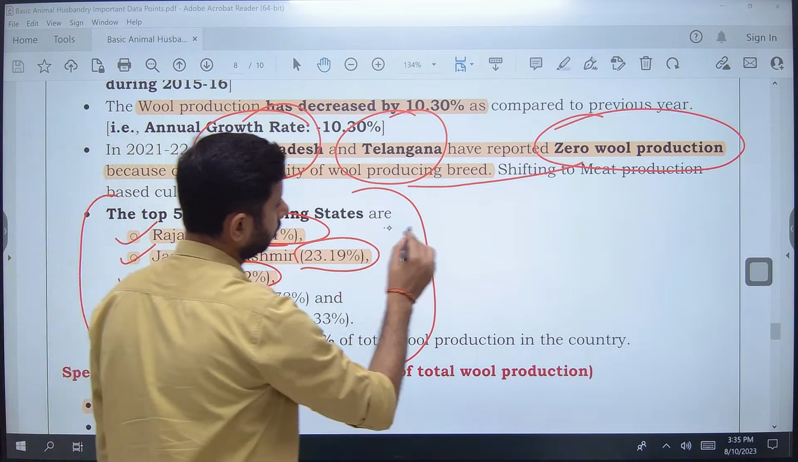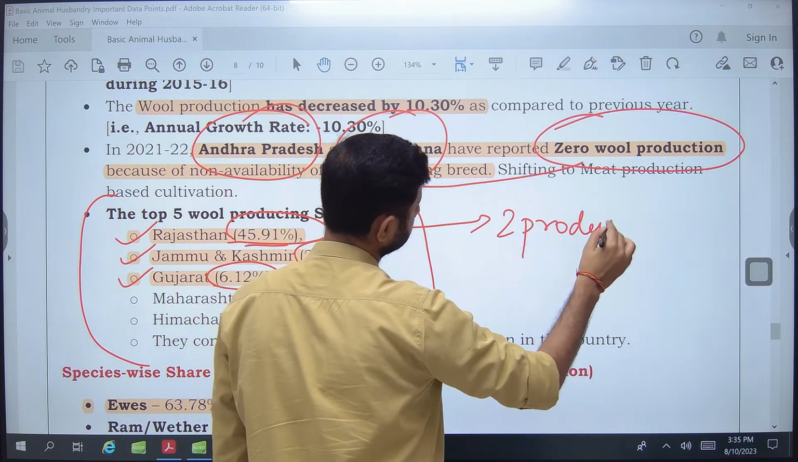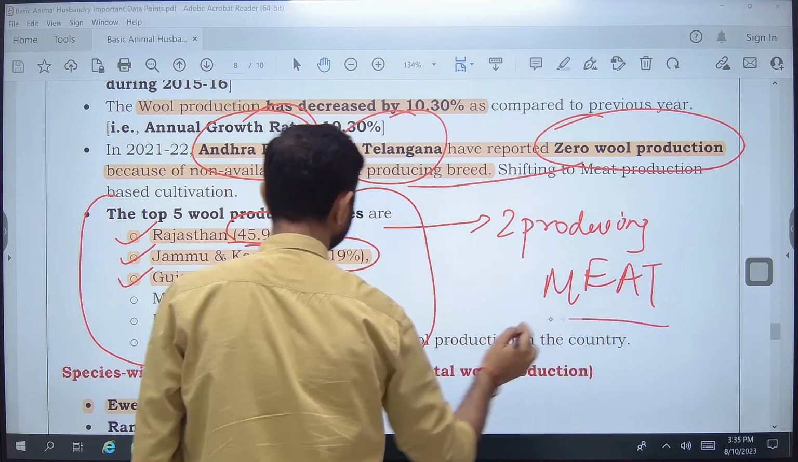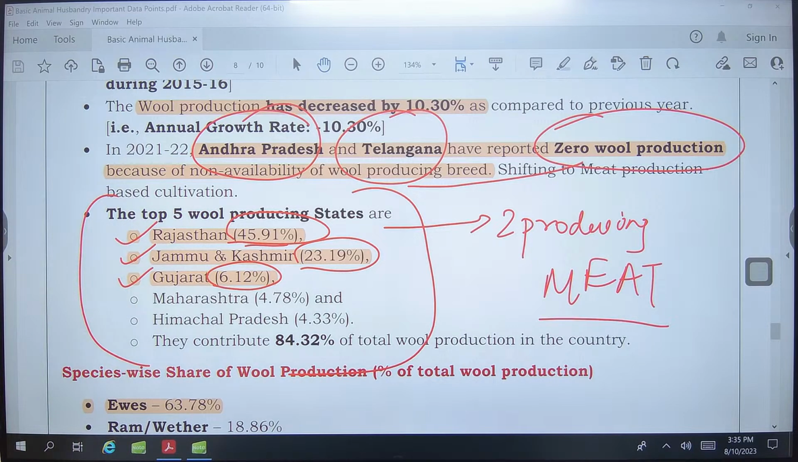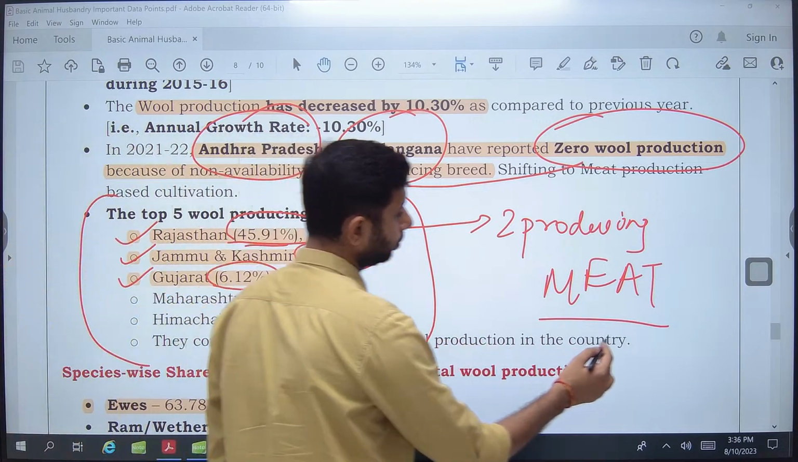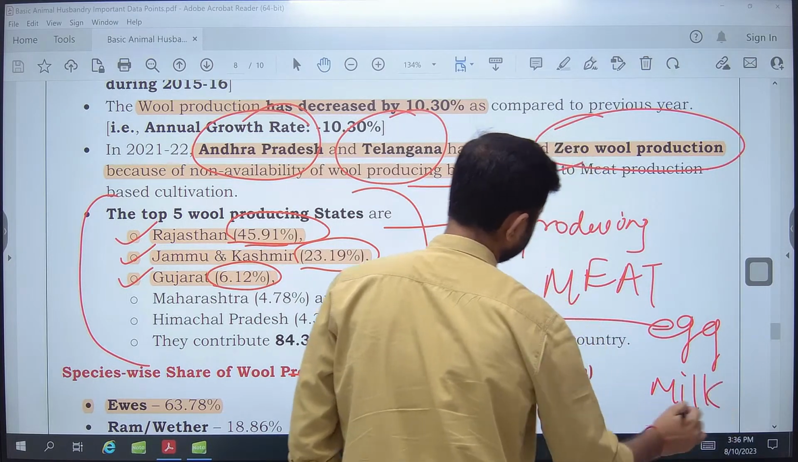Okay, so what were the top 2 producing states in case of meat? Tell me in the comments. Yes, good. And top 2 producing states in egg and milk also. Come on, type those also.